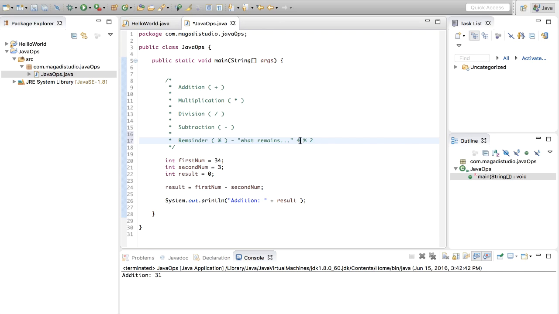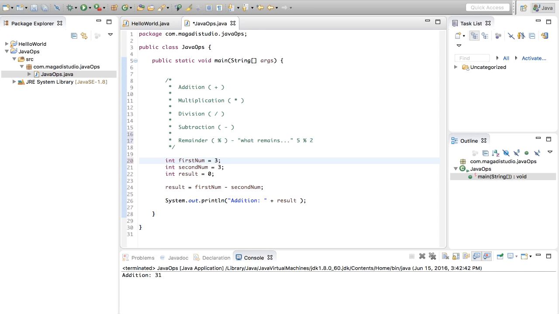But if we divide 5 by 2, the remainder is going to be 1. Why? Because if you take 5 divided by 2, you're going to have 2, but 2 times 2 is 4, which means we have 1 that remains, the remainder. That's what a remainder is. Okay, so we can actually do the same here.